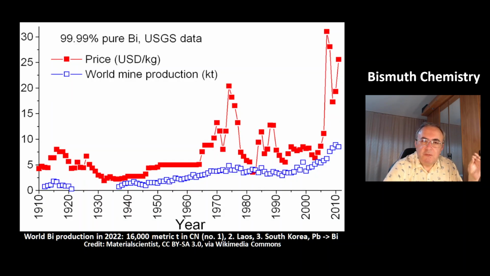This is a picture of the world bismuth production. You can see in 2010 it was about 10,000 tons per year. And you can see prices recently gone up. In 2022, the production in China alone was already 16,000 tons. Number 2 producer Laos. Number 3 producer is South Korea. And the demand for bismuth has gone up because it is a very good replacement for the other element, lead. Lead, you have problems with its toxicity.